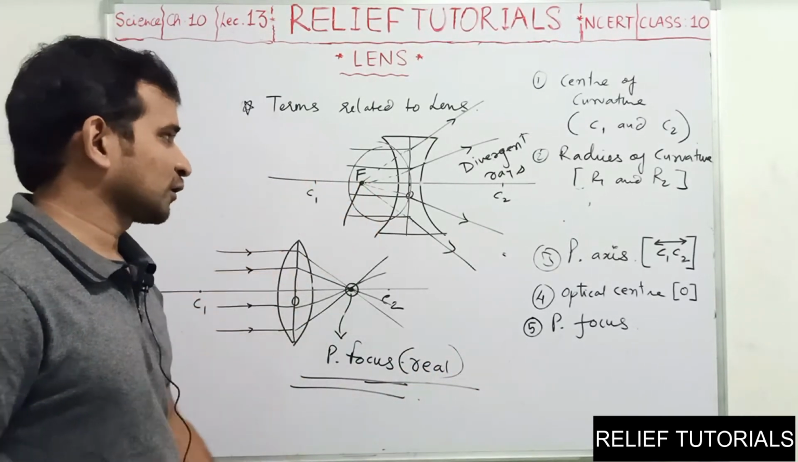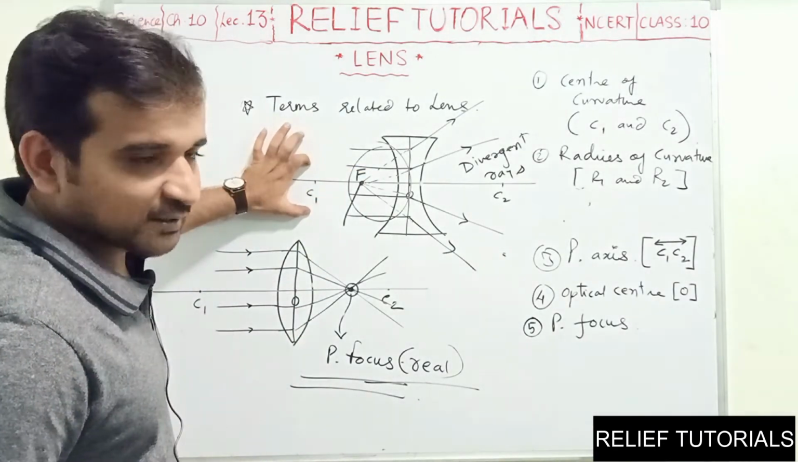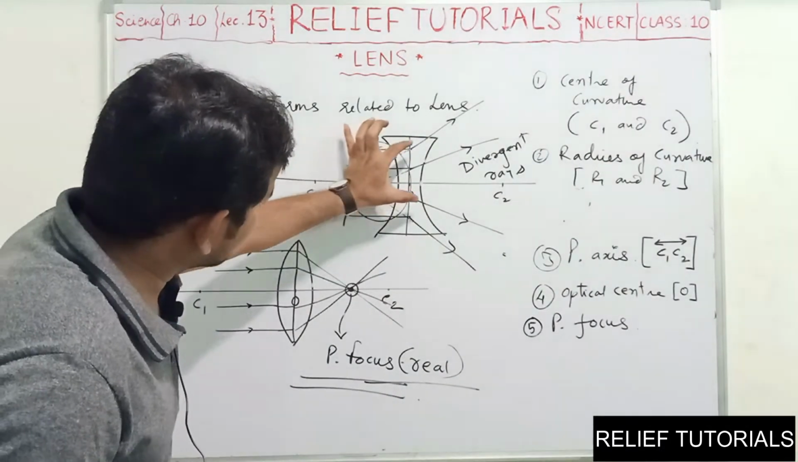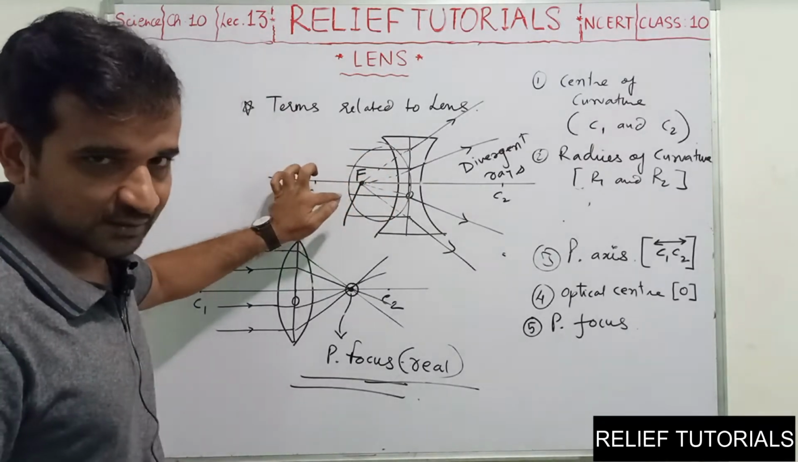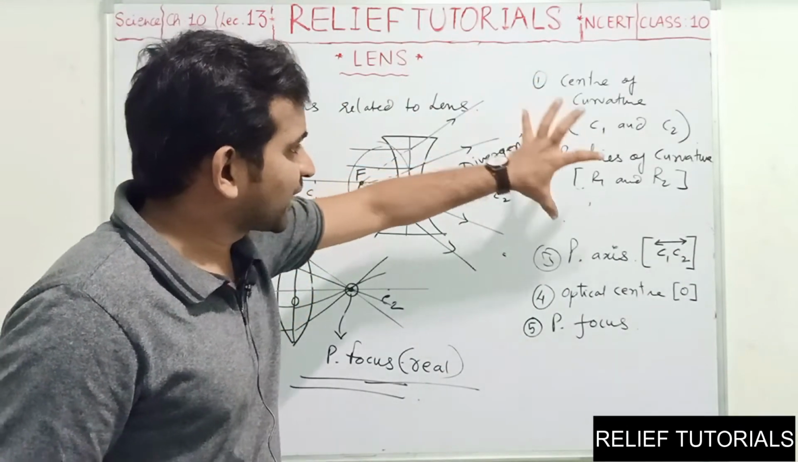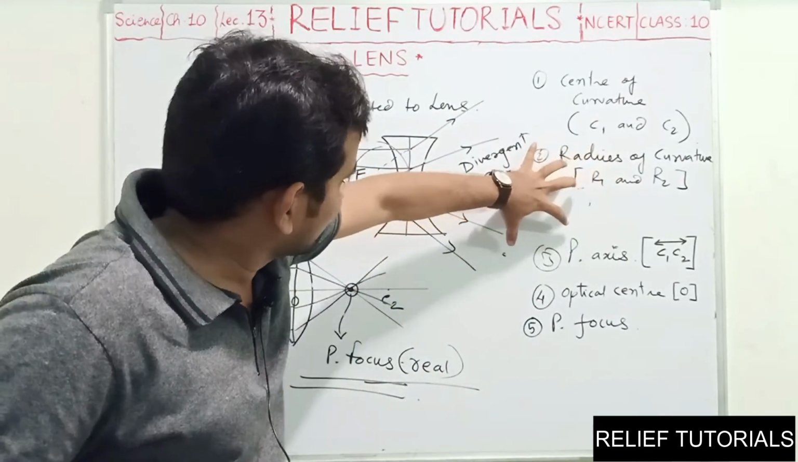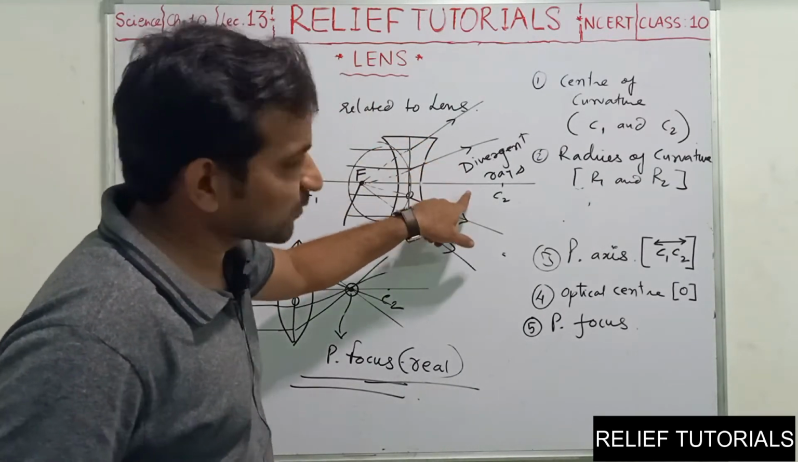In the case of concave, what is happening? If you place the object on the left hand side, look at this. Here we have placed the object on the left hand side. The rays are meeting virtually on the same side, means on the left hand side. If you place the object on the right hand side, what would happen? The rays were coming from the right hand side. They are diverging on this side and they are going to meet on the same side.